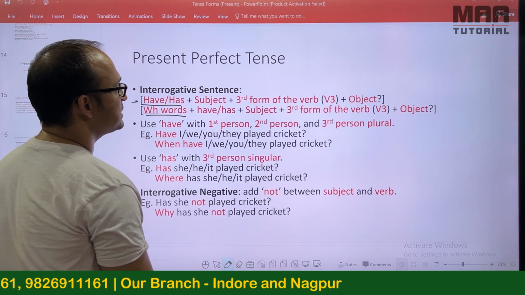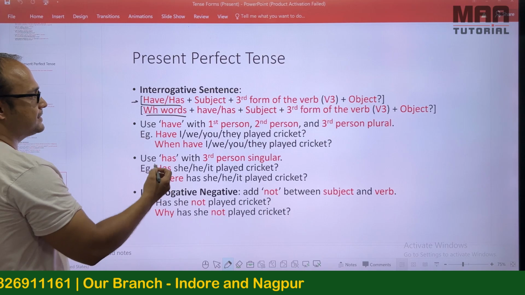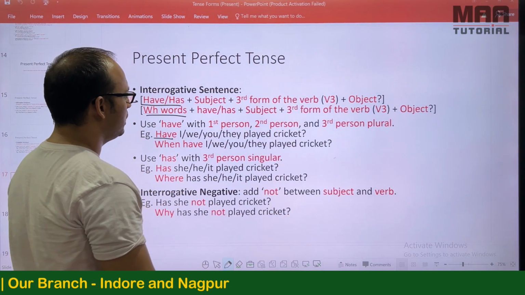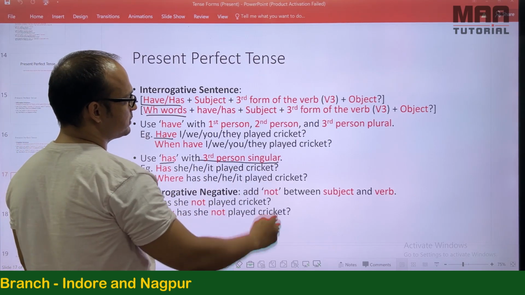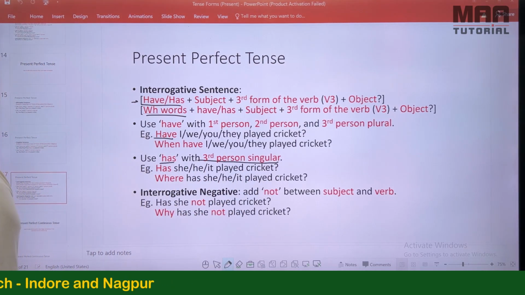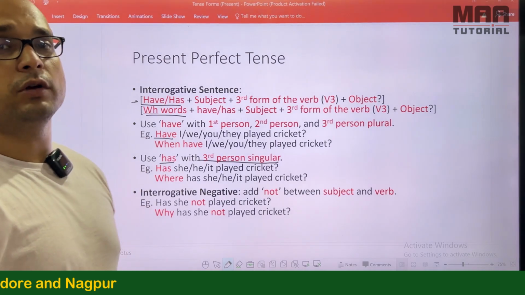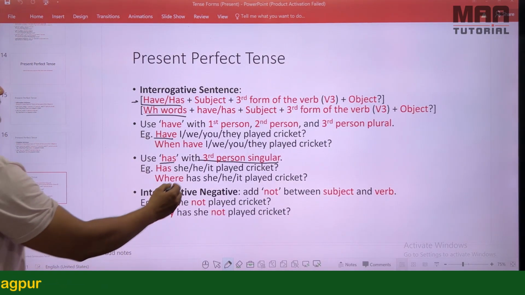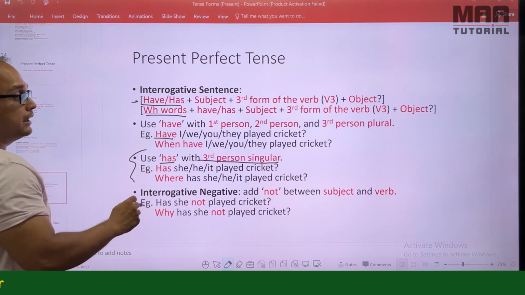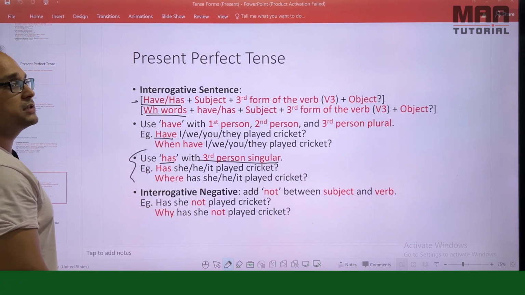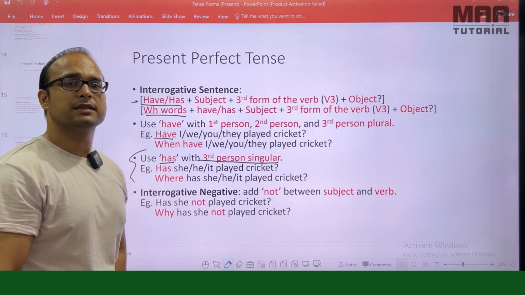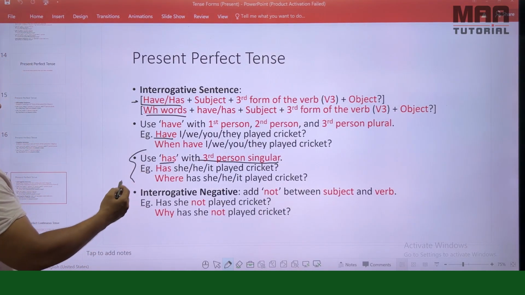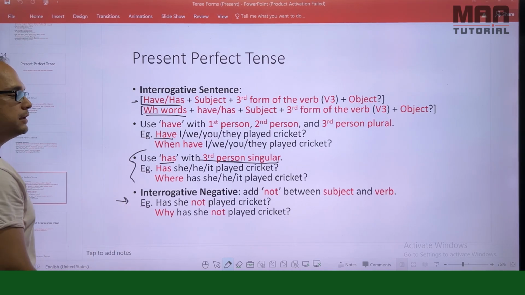Use have with first person, second person, and third person plural, and has is used with third person singular. And remember first person, second person, third person. If you don't, go back and check out pronouns once again. You should already remember all of these things. Only then will all of this make sense. If you do not remember what first person, second person, third person pronouns are, which one is singular, which one is plural, then it will be very hard for you to understand this. So make sure that you understand pronouns completely and then come back to this once again.